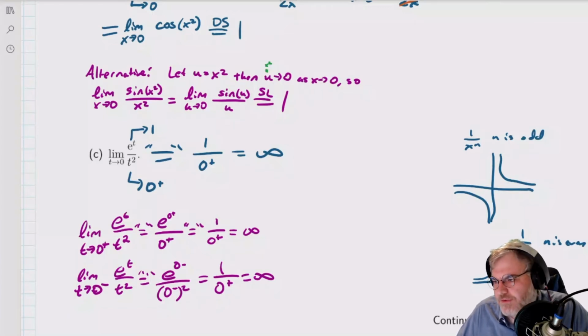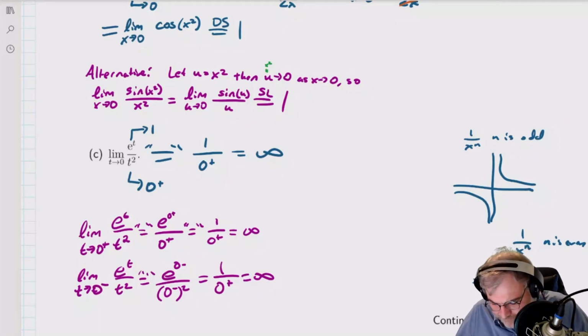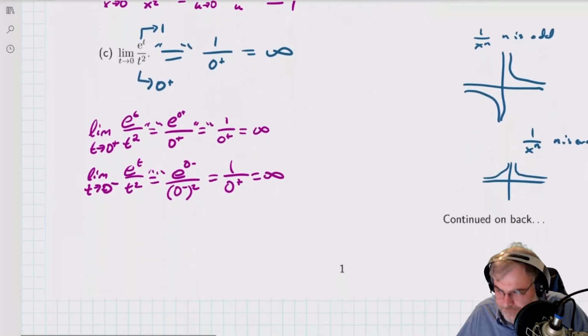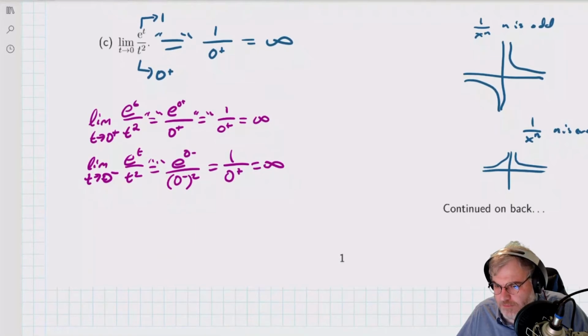The big point is don't use L'Hopital's rule. No, the stuff in pink is not required, but you could do it that way. I mean, if you wanted to reason it out more, you could do it that way. Okay. All right.